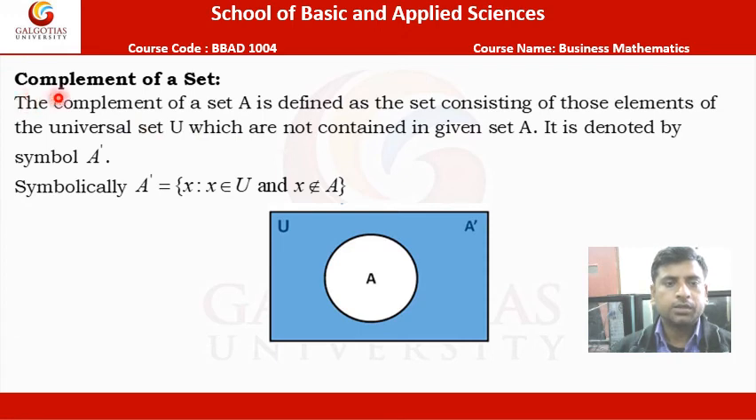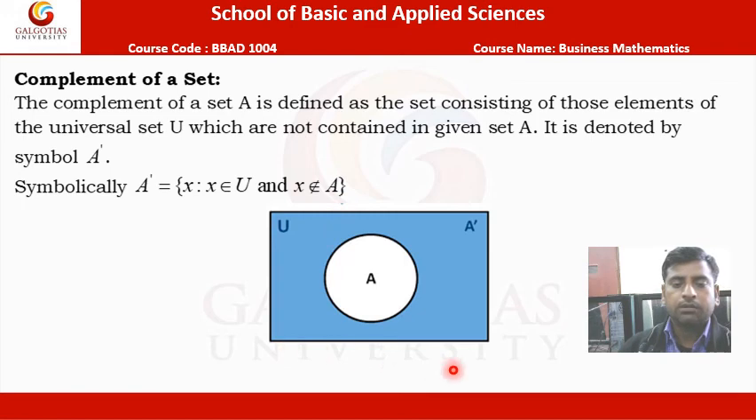Next is the complement of a set. The complement of a set A is defined as the set consisting of those elements of the universal set which are not contained in the given set A. It is denoted by the symbol A dash. Symbolically, A dash is the set that contains x such that x belongs to U, the universal set, and x does not belong to A.